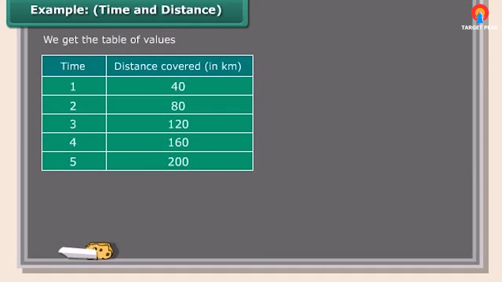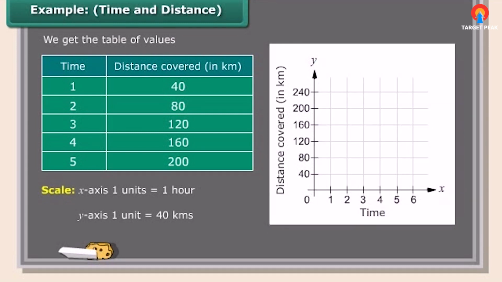We get the table of values. Scale: on the x-axis, 1 unit equals 1 hour. On the y-axis, 1 unit equals 40 kilometers. A. Mark time on the horizontal axis. B. Mark distance on the vertical axis. C. Plot the points (1, 40), (2, 80), (3, 120), (4, 160), (5, 200). D. Join the points. We get a linear graph.